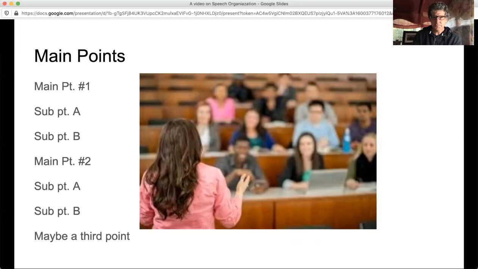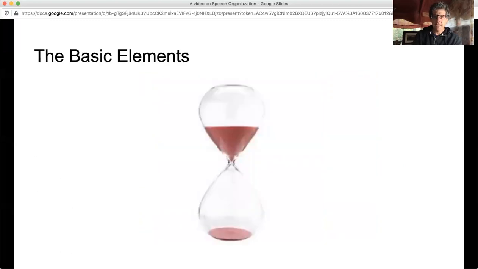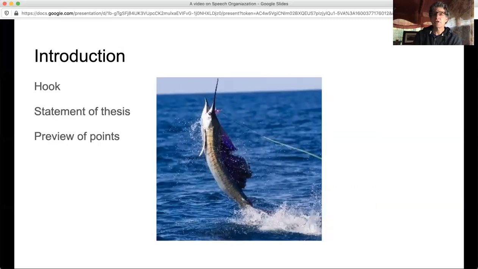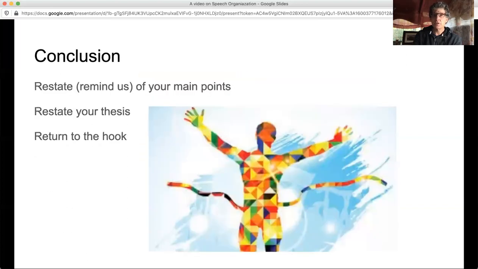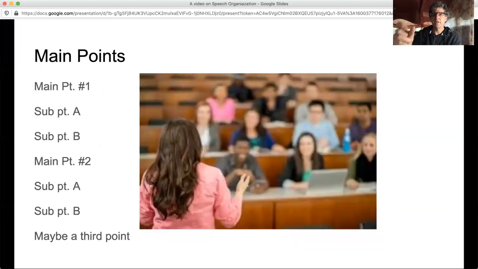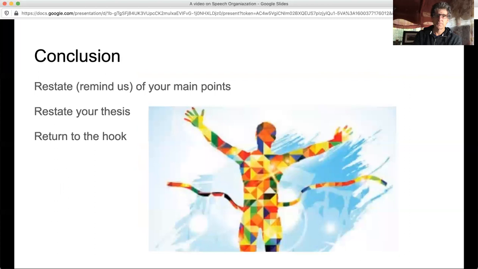So let's start again with the basic elements. It's kind of an hourglass shape, a mirror image of itself. You have the introduction, which starts with a hook, a statement of thesis, and then a preview of points. The mirror of that is your conclusion, which restates your main points, then restates your thesis, then returns to the hook. And then in the middle, in that narrow part, is the specific information about your statement of thesis that you want to convey to us. All right, so that's the organization. It's an hourglass shape. Have fun with it.